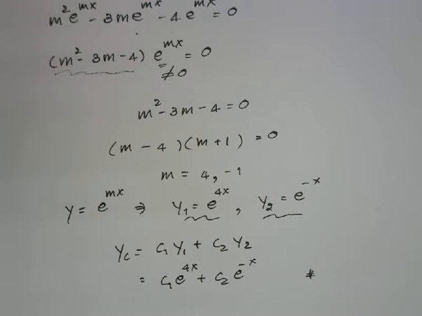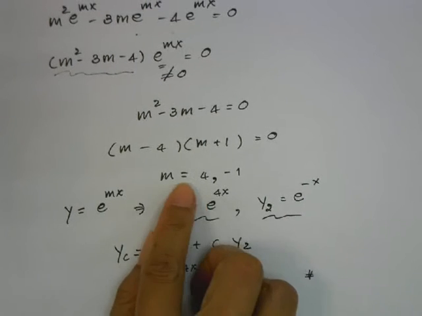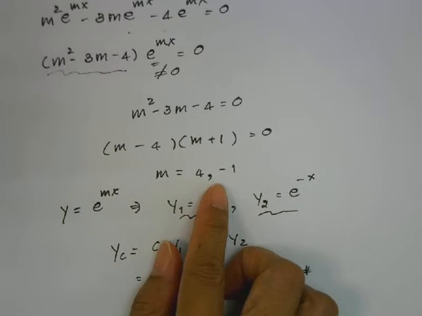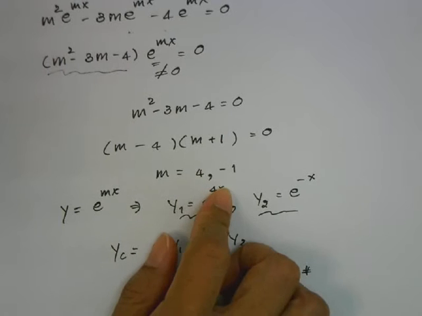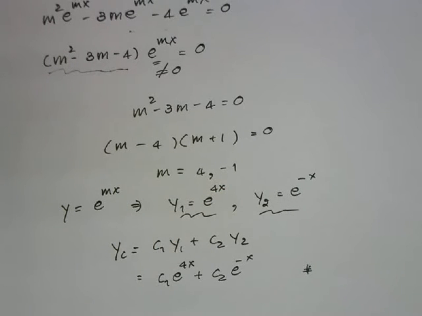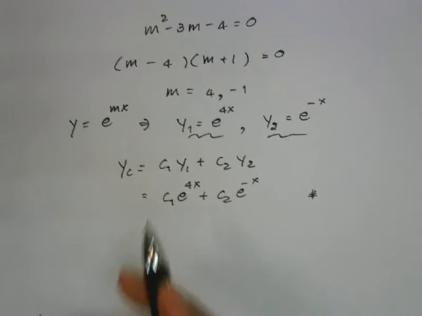Any questions? This is the first case, because m is a real number and m is unrepeated. 4 and minus 1 are different numbers, and they are real numbers. Let's take a look at another example.